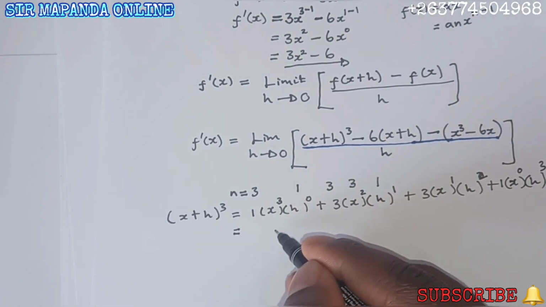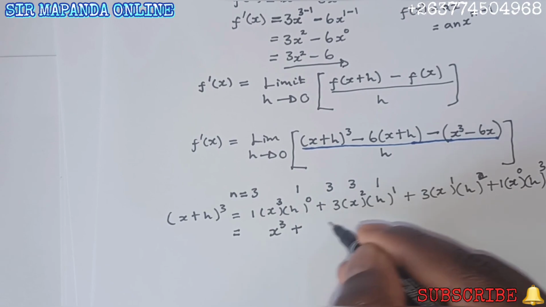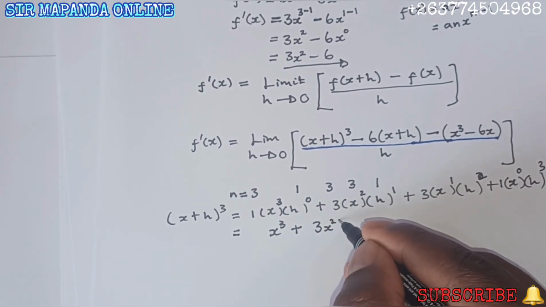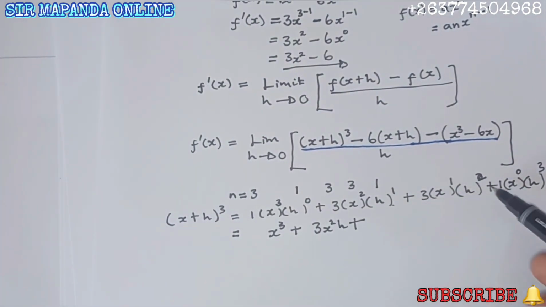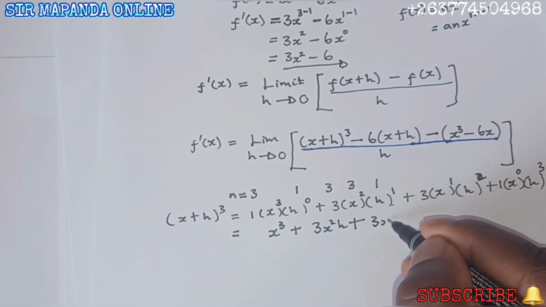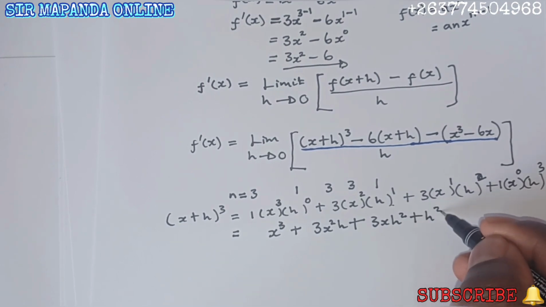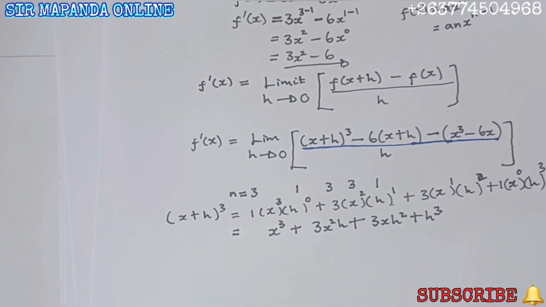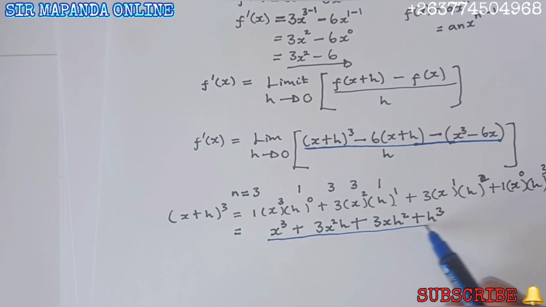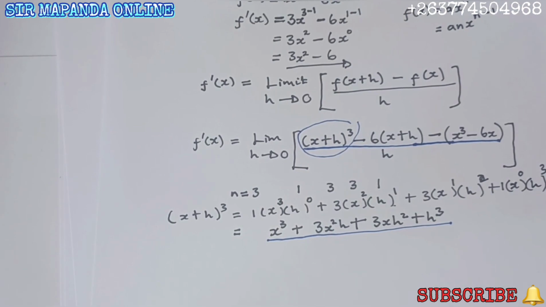Right, so if we simplify this bracket, you get x cubed. Why? Because any number raised to the power of 0 is 1. Then you say plus 3x squared h, which is your second term, plus 3 times x times h squared, you get 3xh squared. Then here you'll be left with h to the power of 3, since x to the power of 0 is 1. I hope you are following. So I'm now substituting this expression for x plus h to the power of 3.